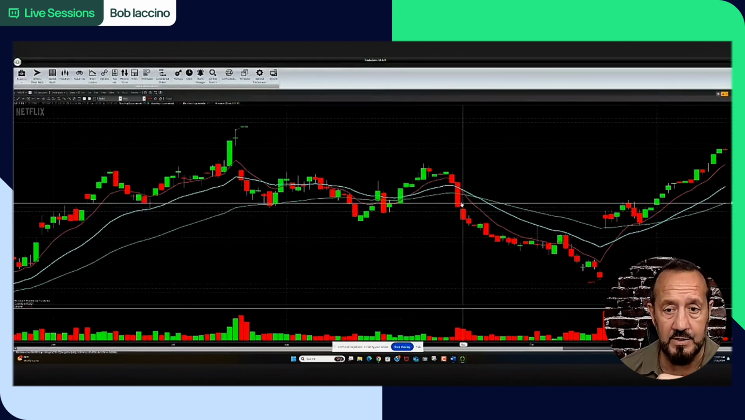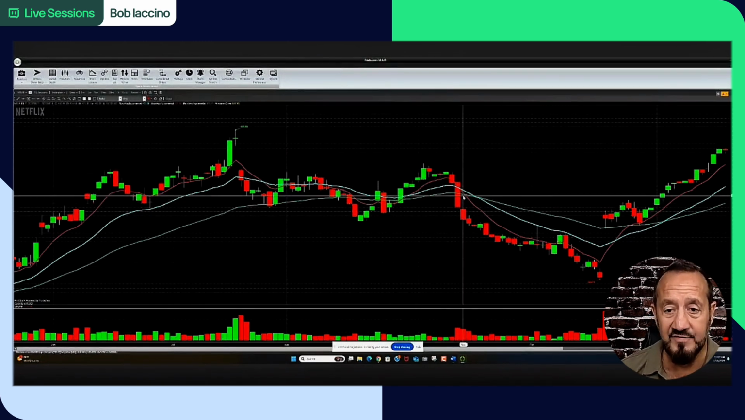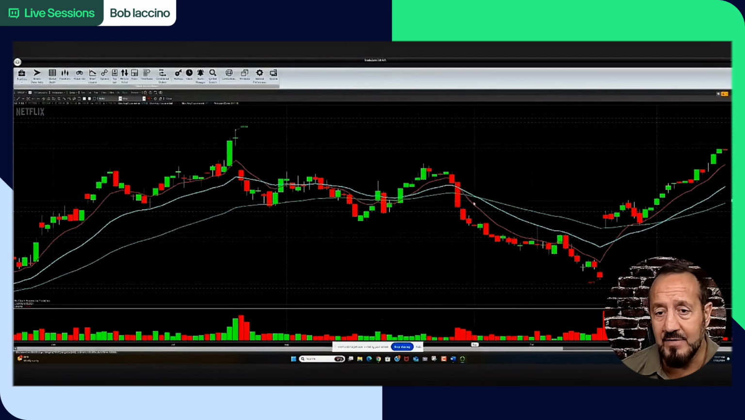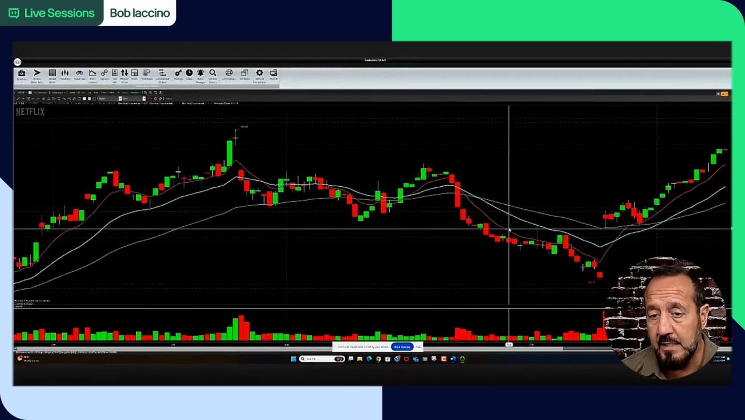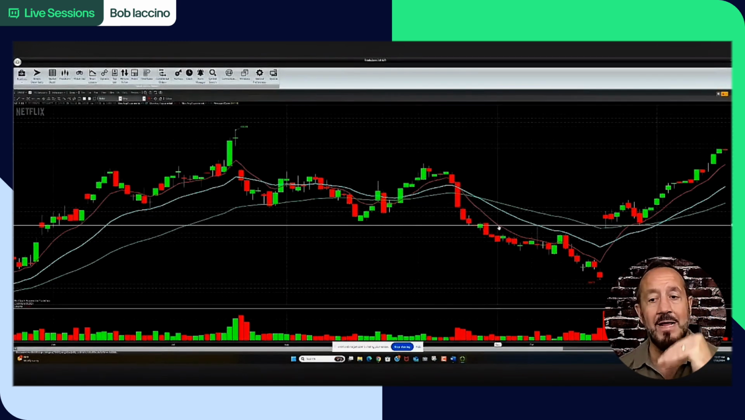Here I got a cross down of the 8 and 21. And then I've got the 8 and 21 widening and heading on a sharp down angle.